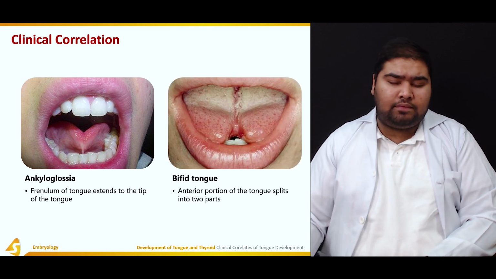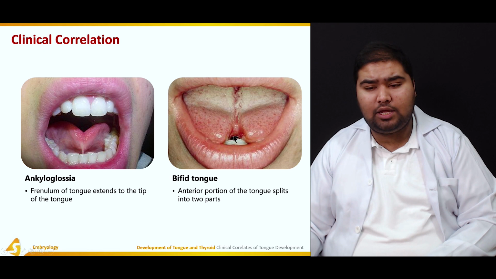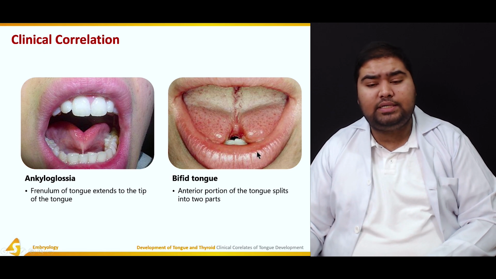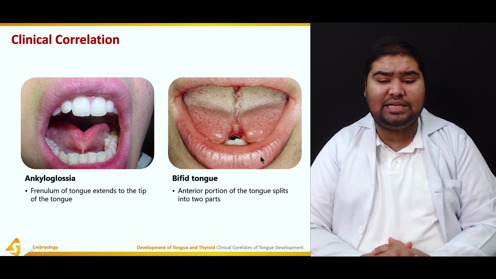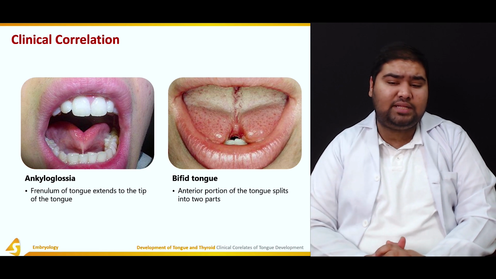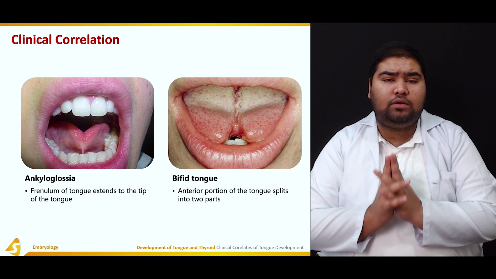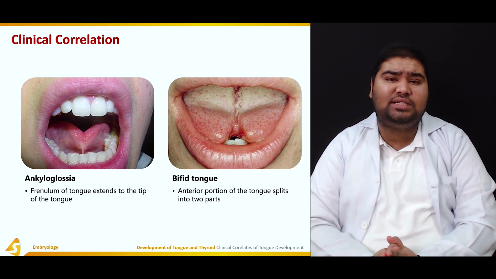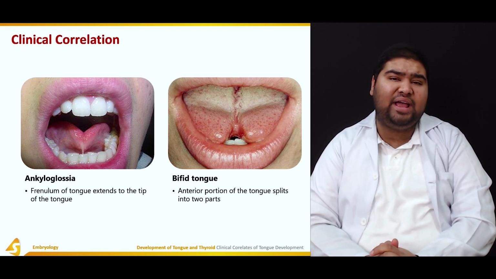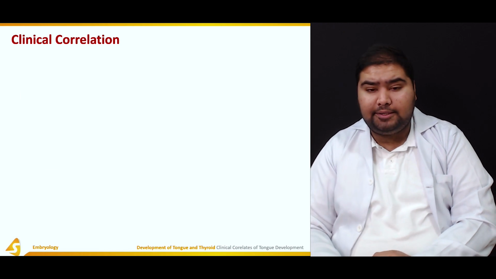Now we have a bifid tongue. Here you can see a bifid tongue. In a bifid tongue, the anterior portion of the tongue splits into two parts. So there are two parts of the anterior portion of the tongue. This is known as a bifid tongue.